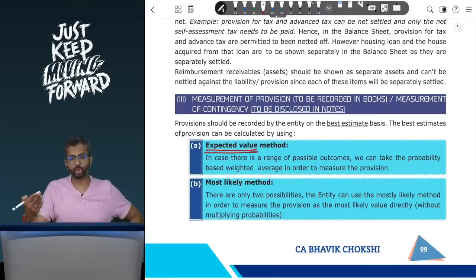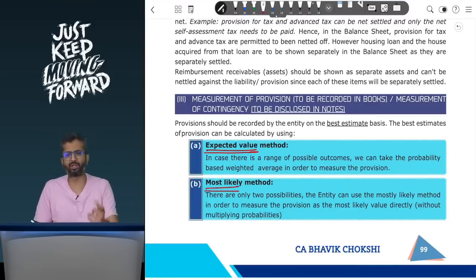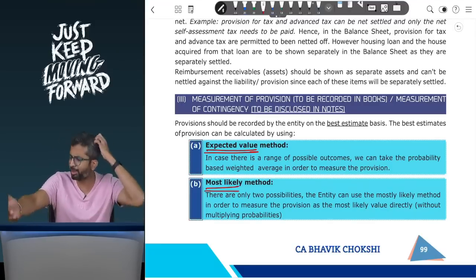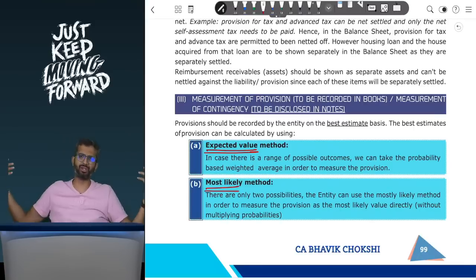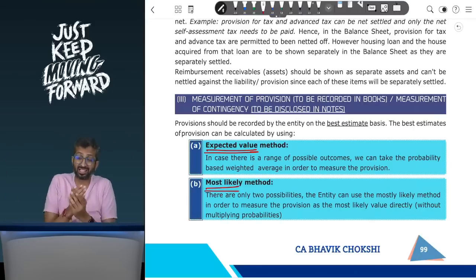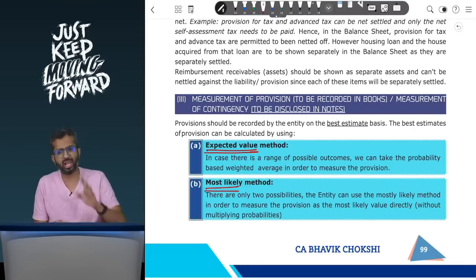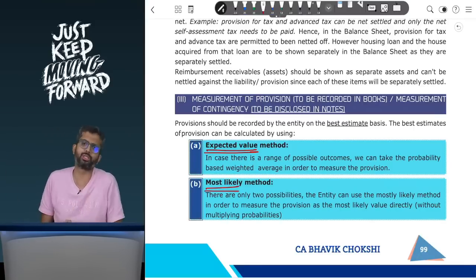If there are more than two possibilities, or most likely values, if there are exactly two possibilities, 90% I will lose the case, in which I will have to make the payment of 100 rupees, 10% I will win, in which case I will not have to make a payment. There is a 90% chance. Most likely I will have to make the payment, so I will create a provision for the entire amount.